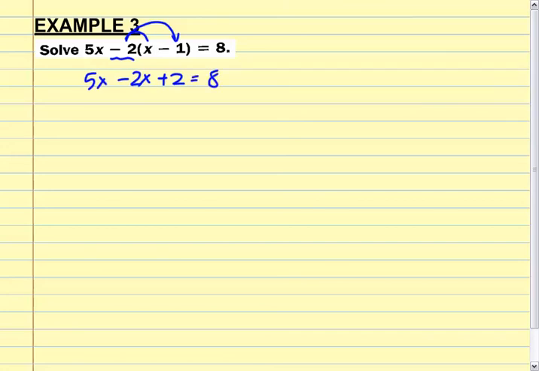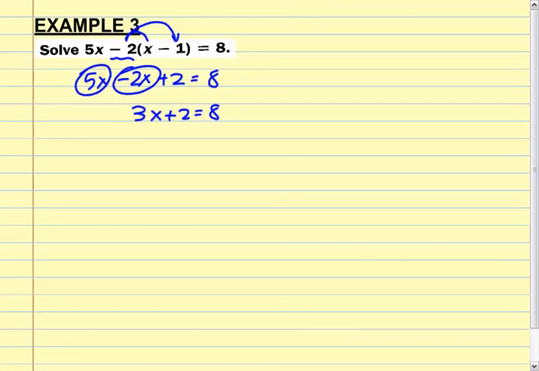Am I simplified yet? Mo? You need to combine the like terms, the ones with the x. Exactly. So let's put together the 5x and the negative 2x. What does that give me? You get 3x. 3x plus 2 is equal to 8. Is there anything else I can simplify, Connor? No, there's not. Okay, we're ready to solve.